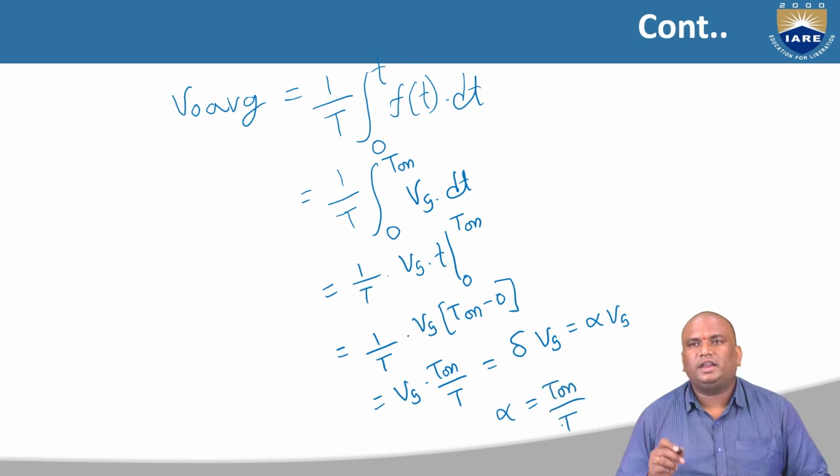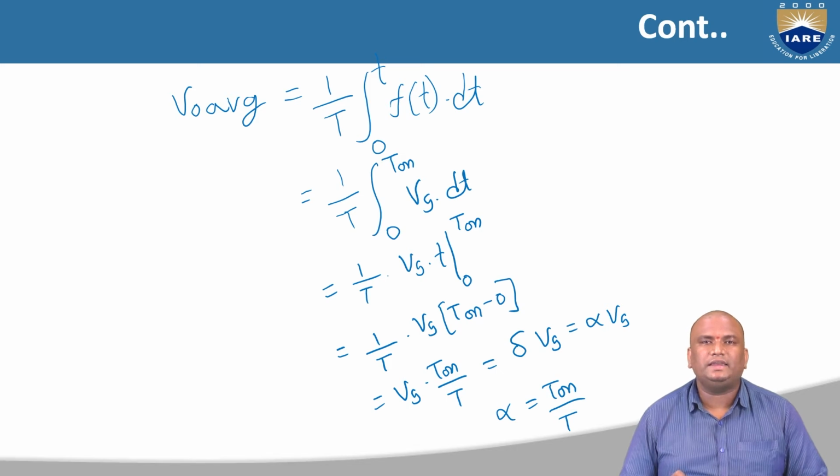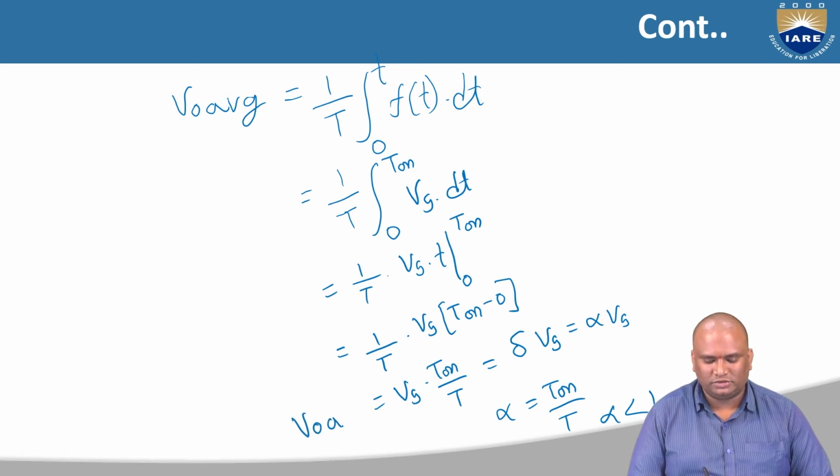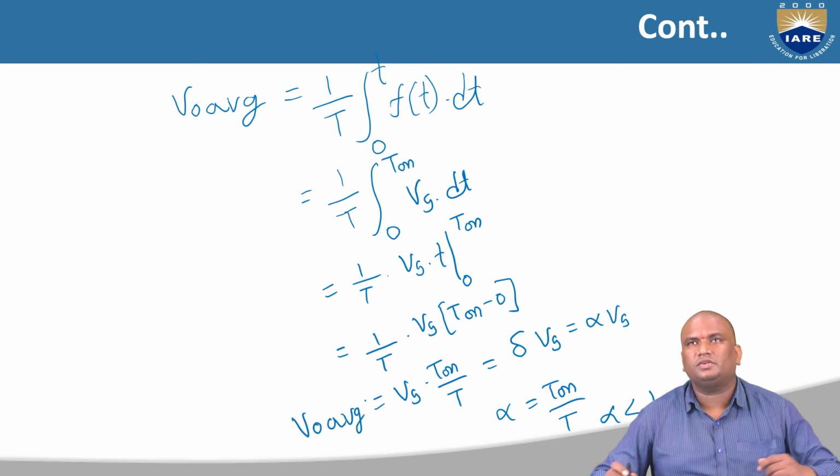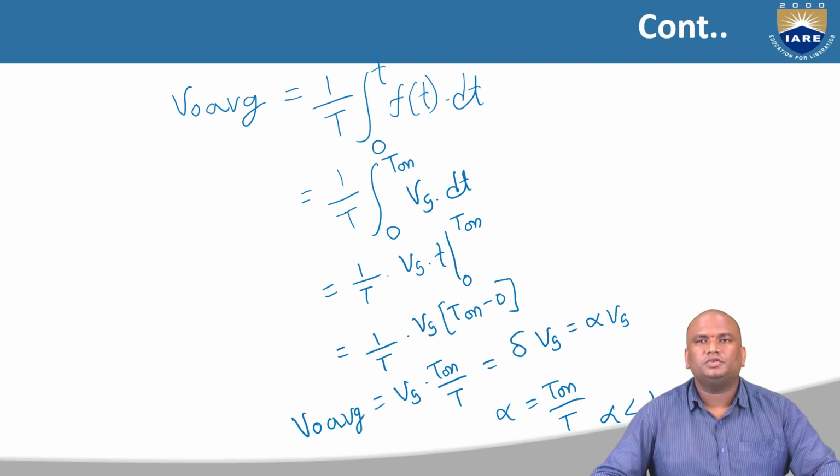So always T on value will be less than T. So alpha value will be always less than 1. So the V naught average is equals to alpha into Vs, where alpha value is always less than 1. So V naught average value is also always less than Vs. That is the reason why it is called step down chopper.